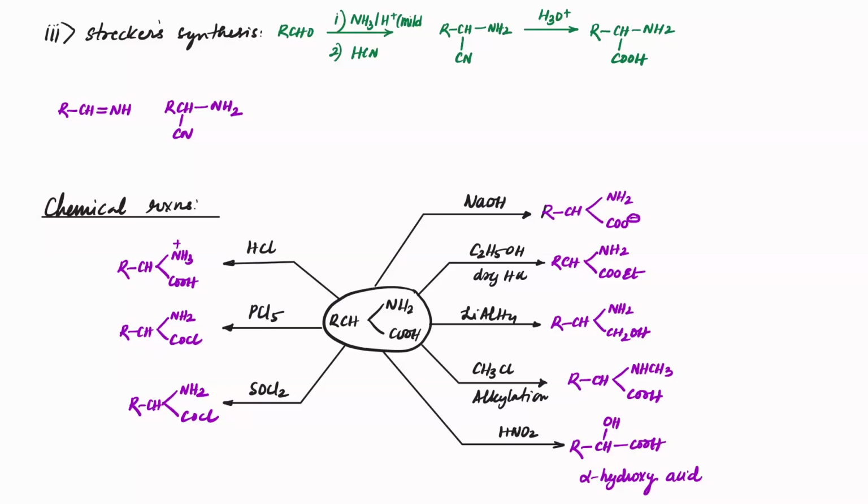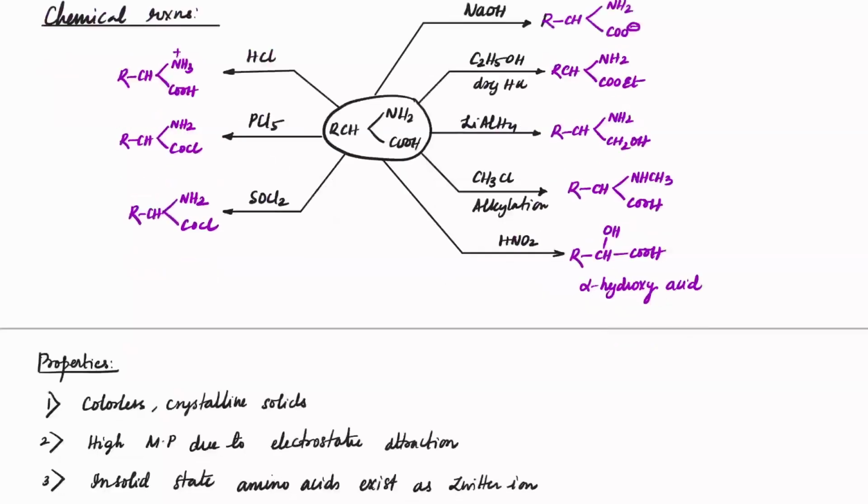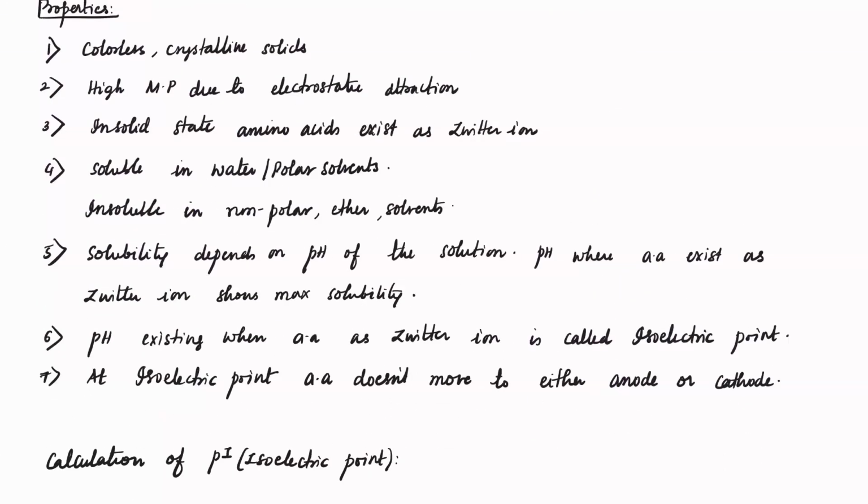Okay, guys, let me repeat the properties again. These are colorless crystalline solids. They possess a high melting point due to electrostatic attraction due to the Zwitter ion. In the solid state, amino acids exist as Zwitter ions. They are soluble in water or polar solvents, insoluble in non-polar or ether solvents.